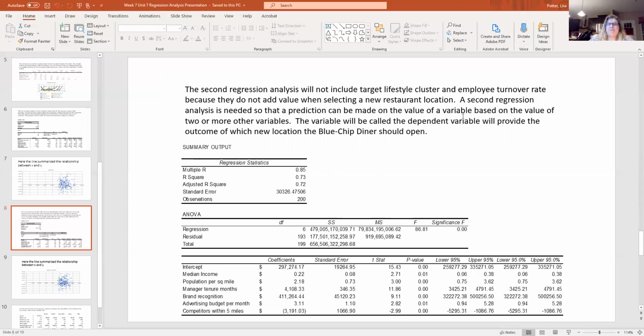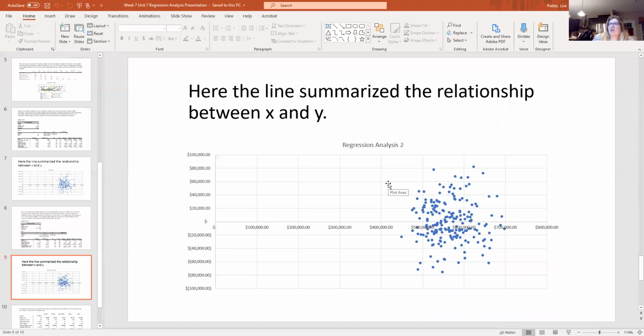Diner should open. Again, we have our multiple R, our R-square, and adjusted R-square that are all close in comparison. And our regression is 6, residual 193, a total of 199, along with all of our coefficients and standard errors. The next slide will show the summarized relationship between X and Y again.